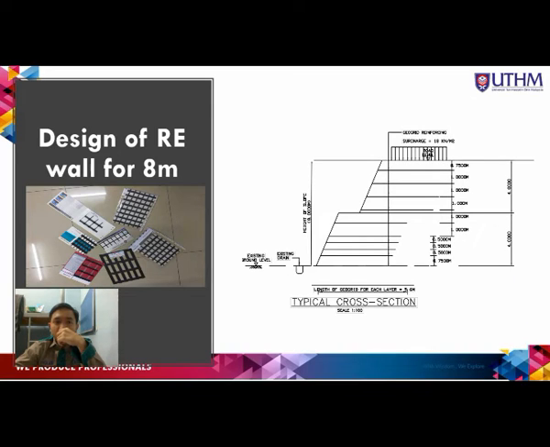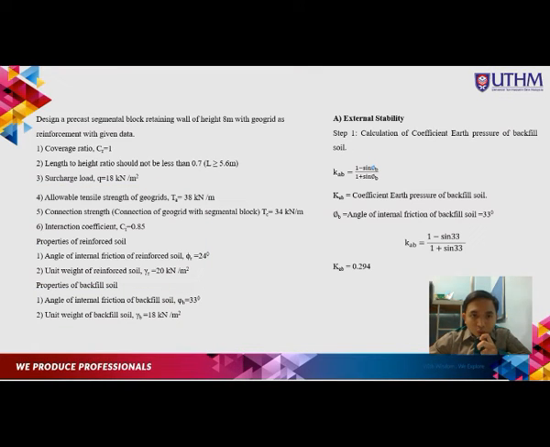So it's a design of a reinforced earth wall for 8 meters. This figure shows the design of the reinforced earth and the geogrid. It also shows the value of the unit weight, which is 18 kilonewton per meter cube. So this is the visual of the reinforced earth that we will design. This shows the geogrid data, so the coefficient and the value of the properties.